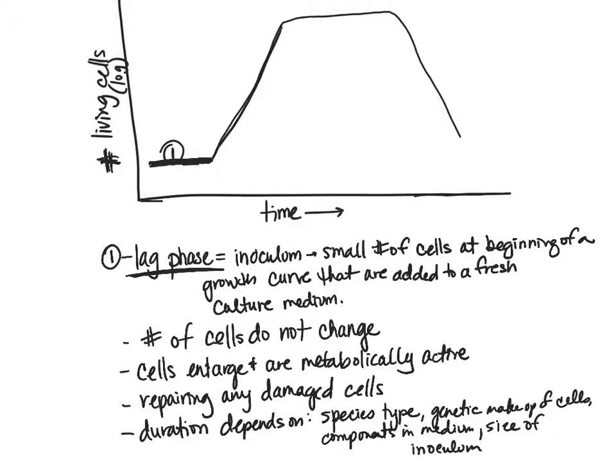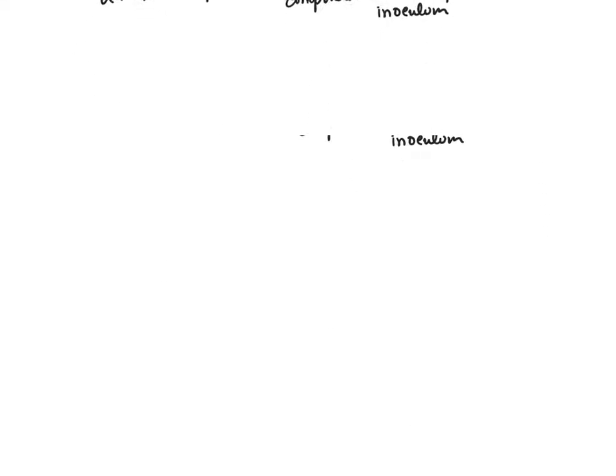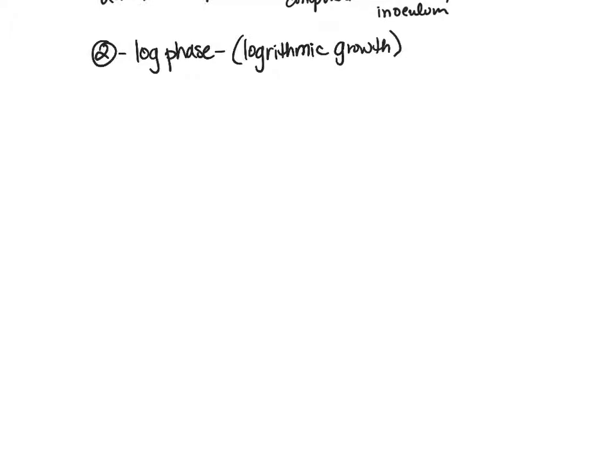This next portion here, number two, is called the log phase. So let's talk about number two. In the log phase, the reason it's log is because it's short for logarithmic. Logarithmic growth. So log phase, logarithmic growth. At this point, the cells are actively dividing, and this would be by binary fission.